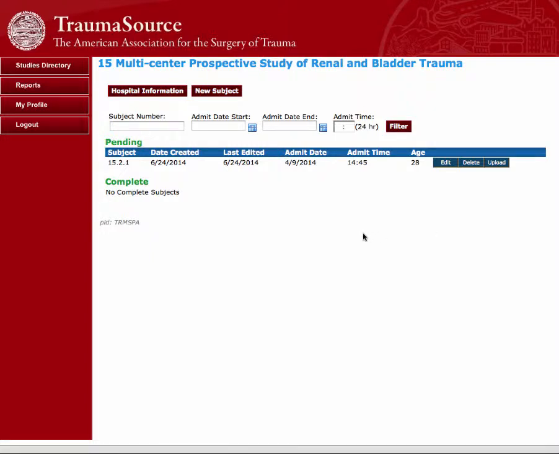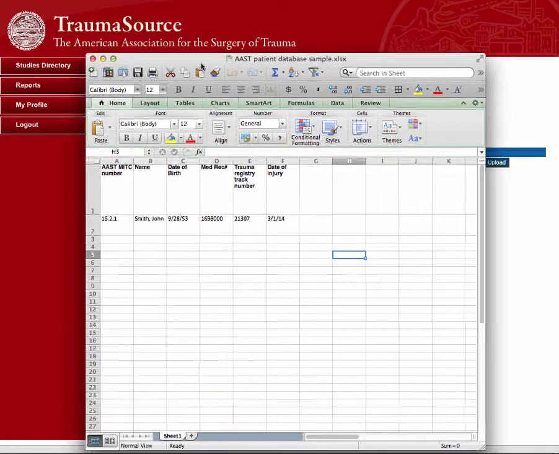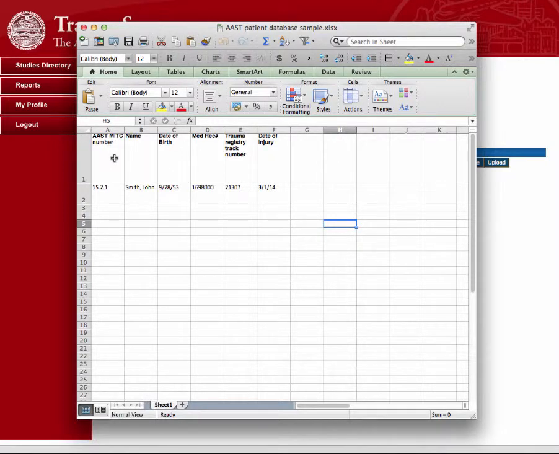So I just wanted to show you an example of a database that you could compose. It's a very simple idea. For instance, here we have the Utah database that we'll be using. We have the AAST MITC number, the patient's name, date of birth, medrec number. This is a theoretical patient. The trauma registry track number, and then you may want to keep something about the date of injury, something additional information just to make sure you have the right patient if there's any questions about the patients in the future. This will have to be stored in a secured manner, whatever your IRB stipulates for storage of patient lists for ongoing studies.